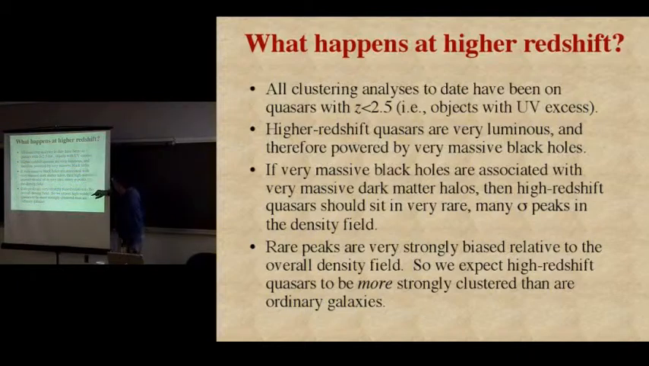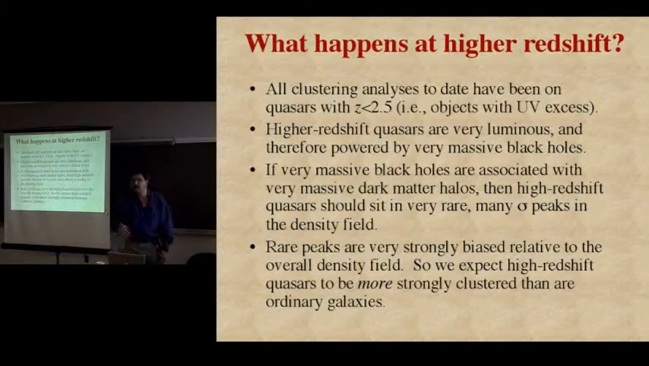Then those high redshift quasars should live in very rare, very many sigma peaks in the otherwise rather unclustered density field, right? Because the density field at those early redshifts has not had very much time to cluster. It's less strongly clustered than it is today. And so to get a very massive dark matter halo is a really very rare thing. It's a shame Dick Bond isn't here, but as he showed, must be 20 years ago, rare peaks are very strongly biased relative to the overall density field. And so if this logical flow is true, then we expect very high redshift quasars to be, in fact, even more strongly clustered than our ordinary galaxies. So let's go out and test that.